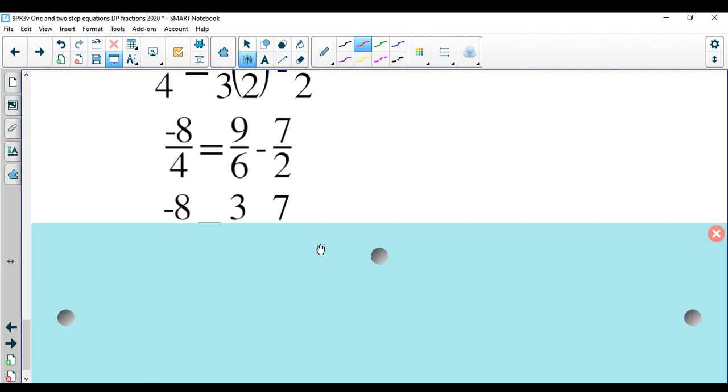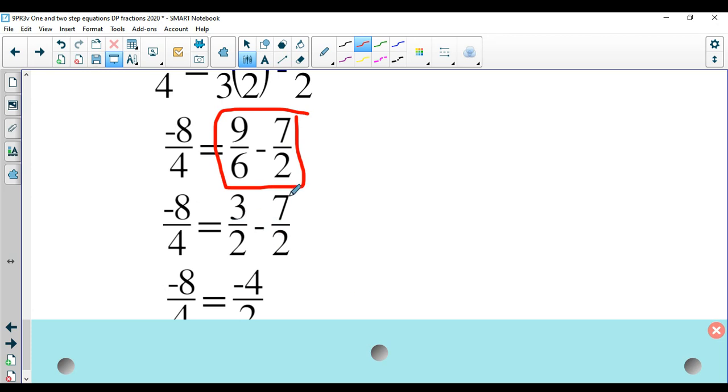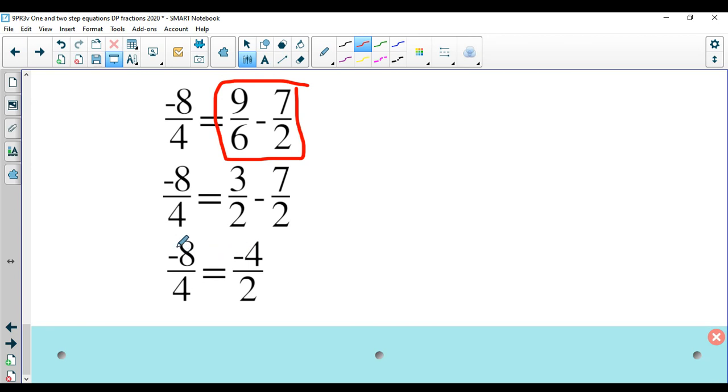Good. Now I'm doing lowest common denominator. And this one's a good example right here. Lowest common denominator, a lot of people would have said, oh, let's go 2 times 3 is 6, 7 times 3 is 21, 21 over 6. We always want to reduce fractions. So let's reduce that fraction. 9 over 6 reduces to 3 over 2. Now our denominators are the same. So now I could go 3 minus 7, 3 plus negative 7, negative 4. Negative 8 over 4 equals negative 4 over 2.